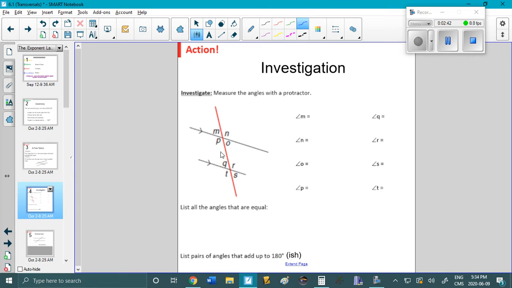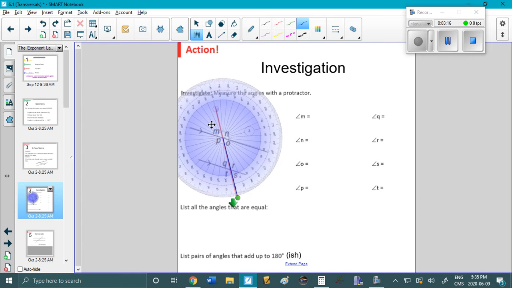In class, we would have done this with a protractor. Instead, I'm going to use a simulated protractor to measure these. You don't really need protractor skills for this. We very quickly move outside of a protractor and do this stuff algebraically or with math. So angle N, if I remember how to do this correctly, which apparently I don't, I should somehow be able to adjust this angle, but I don't know how to do that.